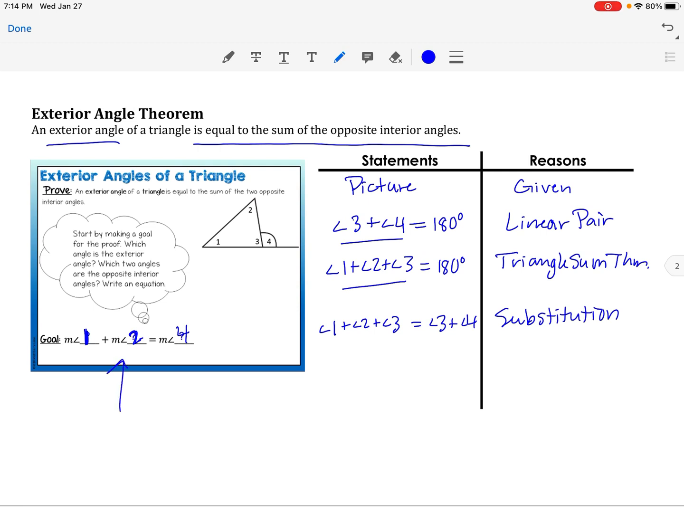And always remember the goal of where you're trying to get. I want to get to the measure of angle 1 plus angle 2 equals the measure of angle 4. And it looks like I can get there because I can just subtract the measure of angle 3 from both sides. That will leave me with what I'm trying to prove. So that happened from subtraction.